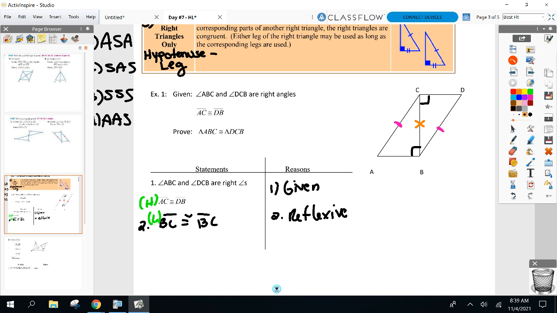Do I have right triangles? How do you know you have right triangles? How do you know these are right triangles? Because they have? Okay, so what I need to say first, though, before I go to HL is triangle ABC and triangle DCB are right triangles. I don't have it on my notes here, but does everyone see the note right below HL? You must establish that you have right triangles to use HL. What do you think a good reason would be? Why they're right triangles?